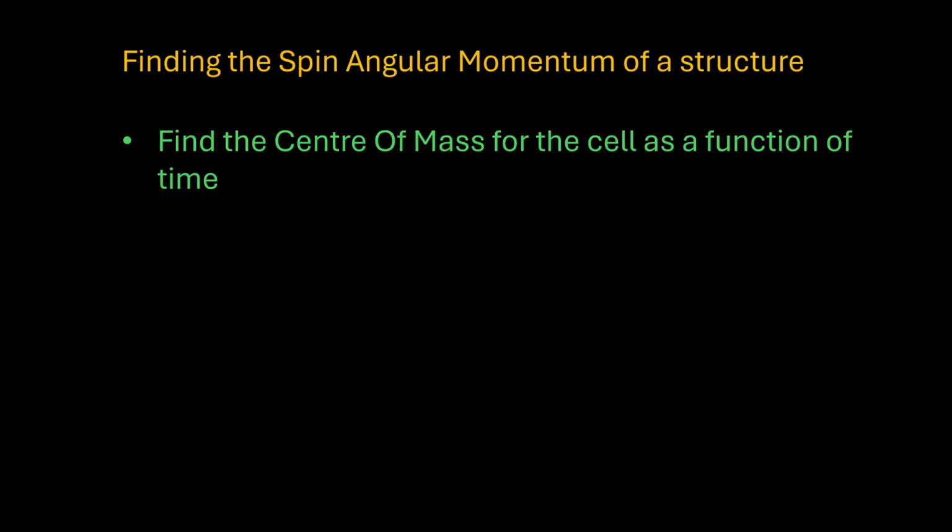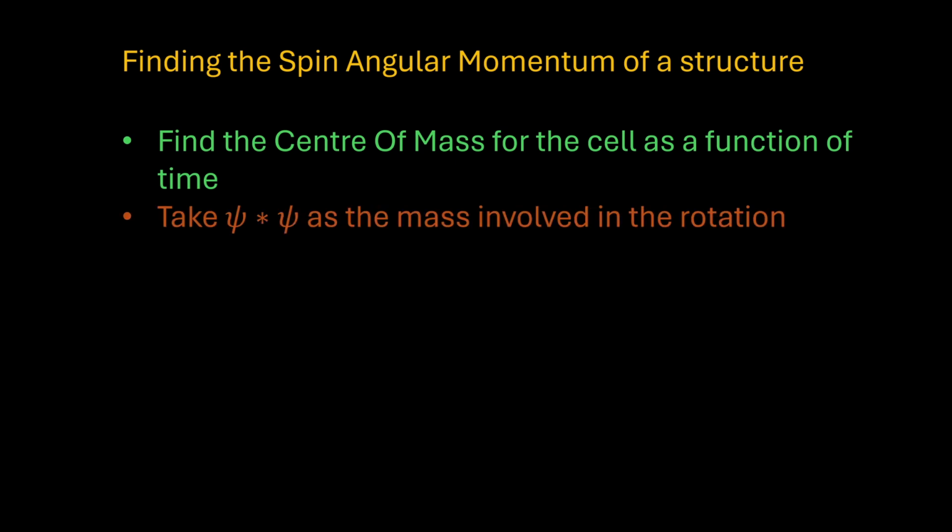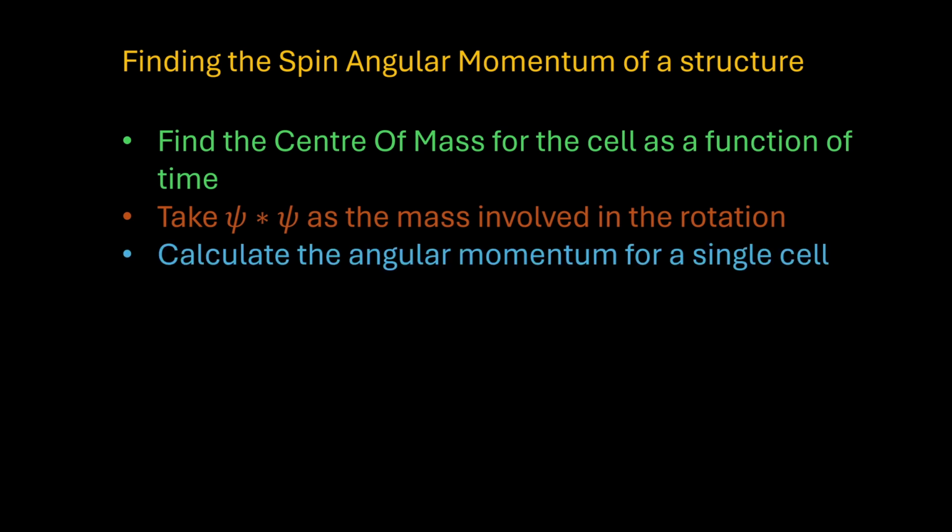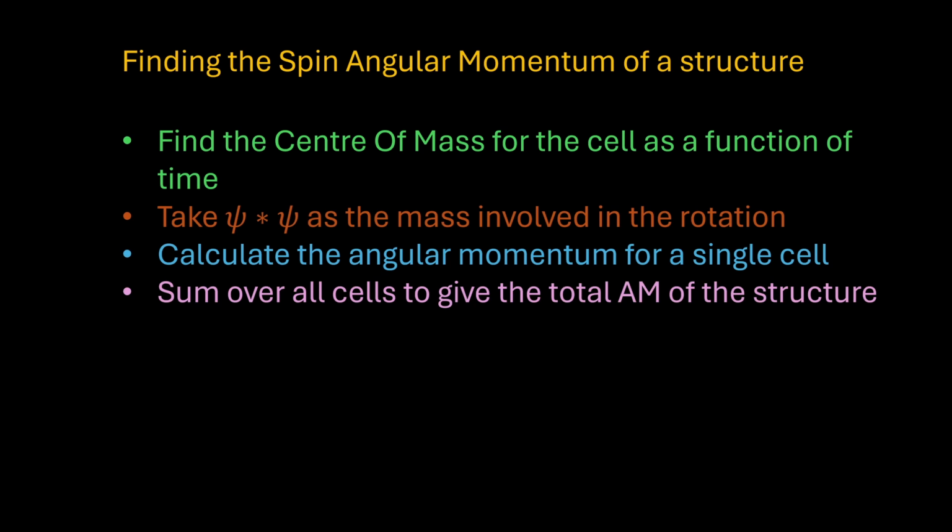The first stage is to calculate the location of the centre of mass for a single cell as a function of time, regardless of the actual value of the masses involved. Next, we take psi conjugate times psi as the indicator of the mass involved in this local spin. And this gives us the ability to calculate the angular momentum of that single cell. So finally we can sum the angular momenta over all cells to find the spin angular momentum of the entire structure.